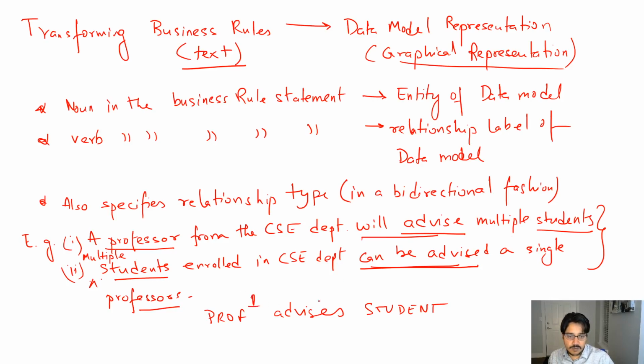Okay, so 1 is to m, and then we also have to ensure that in the reverse direction within the same context it is m is to 1. So multiple students can be advised by a single professor, right, which is m is to 1. So this is how a pair of business rule transforms into a data model representation. Remember, every data model representation should have a pair of business rules to ensure the bidirectionality. This is a very important note because you will have assignments and you will be doing your projects where you have to specify your business rules.